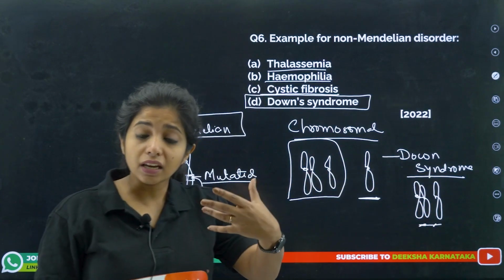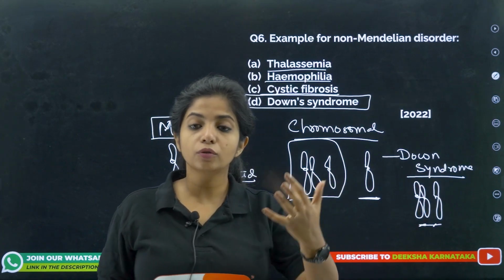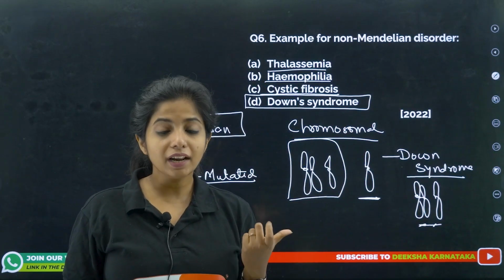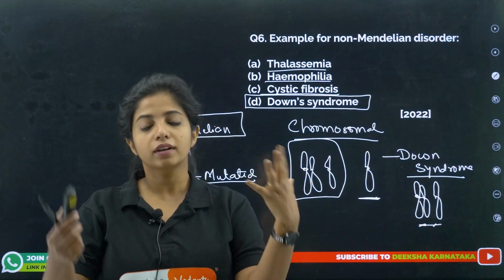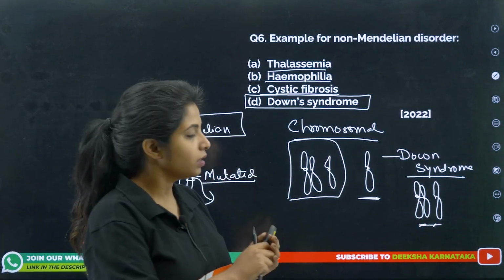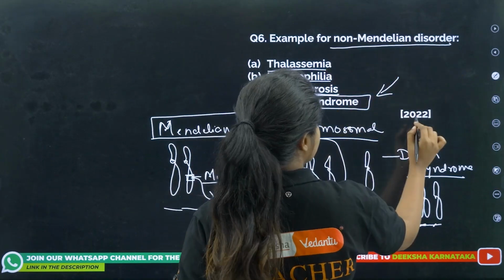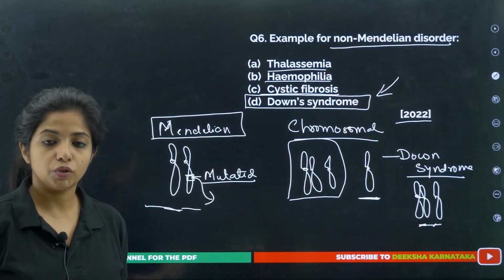Apart from that, you have Klinefelter syndrome. Apart from that, you have Turner syndrome. In Turner syndrome, you do not have one X chromosome. In Klinefelter syndrome, you have one extra chromosome. You get it? So basically, you're messing up with the chromosome number. So this is an example of Down syndrome. This is an example of non-Mendelian disorder, my dear children, and this came in 2022 KCET.